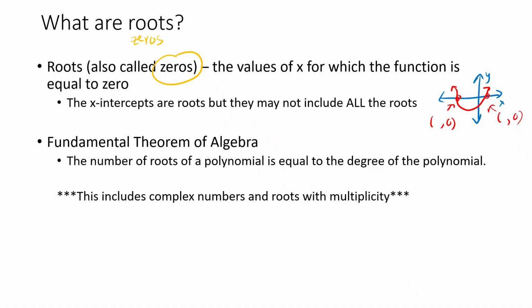Now, we have an asterisk here. This includes complex numbers and roots with multiplicity. So when we say the number of roots is equal to the degree, it's not just the x-intercepts that we're looking at. It's also going to include things that do not show up as x-intercepts, or things in a polynomial that count as an x-intercept more than once, so to speak.